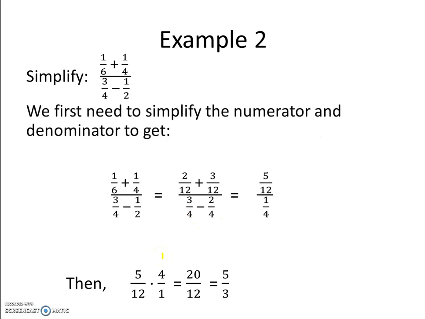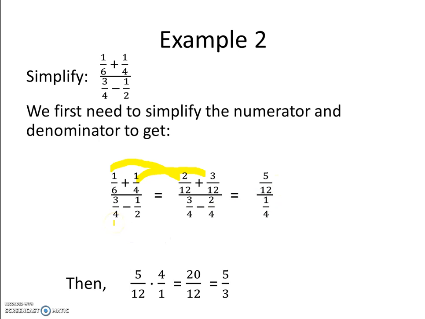In example 2, it's very similar, just a little bit harder. First, we need to simplify the numerator and then the denominator. So we do that by putting them over the same denominator. So 1/6 is 2/12. 1/4 is 3/12. When we add those together, we get 5/12 on the numerator.